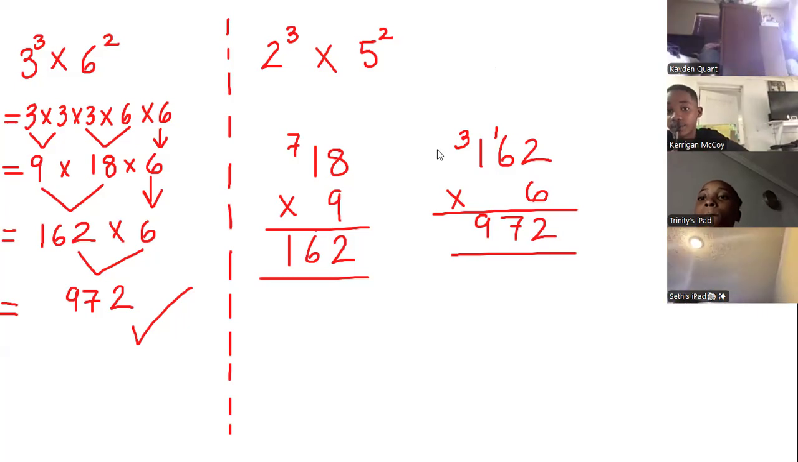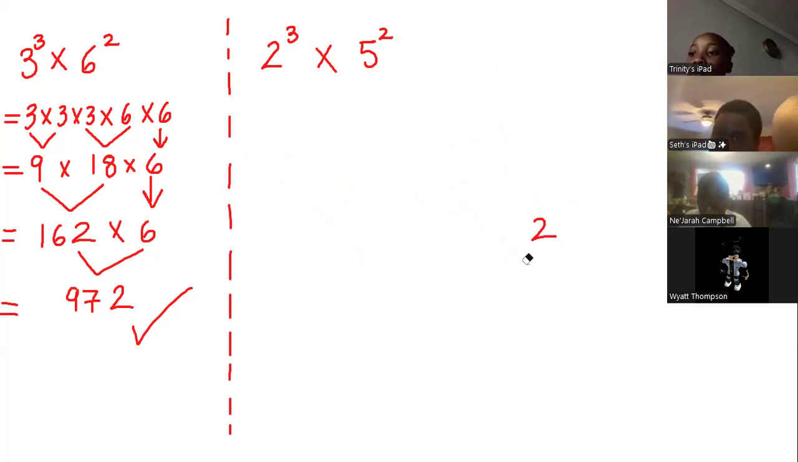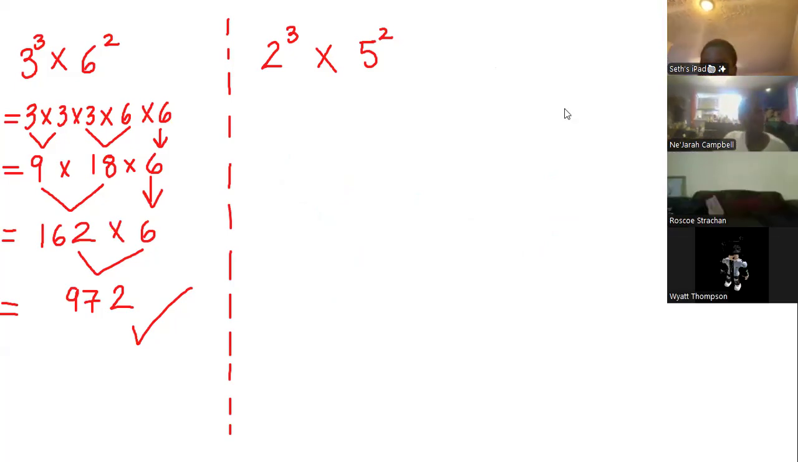So let's go ahead and complete this. The next one, we have 2 cubed times 5 squared. I need you all to go ahead and do that. I sent you my work for number 2. Yes, sir. That's excellent. Who else already did number 2? I did, and I sent you my work.